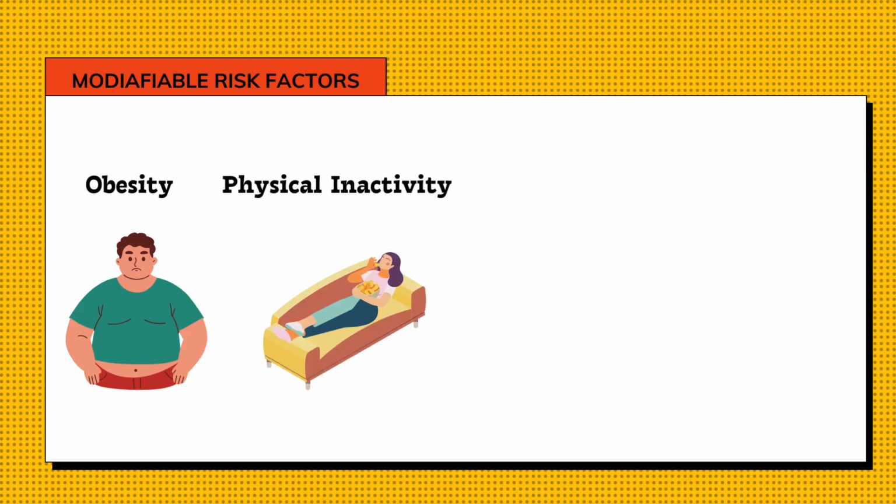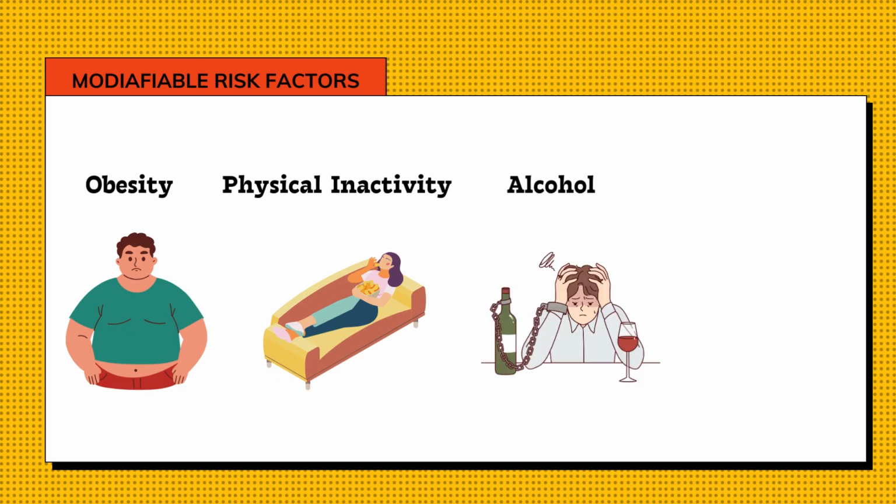Physical inactivity. Lack of regular physical activity can lead to weight gain and increased blood pressure. Regular exercise is crucial in managing and preventing hypertension. Alcohol consumption. Excessive alcohol intake can raise blood pressure to unhealthy levels. Tobacco use. Smoking and the use of tobacco products are known to elevate blood pressure and increase the risk of hypertension.